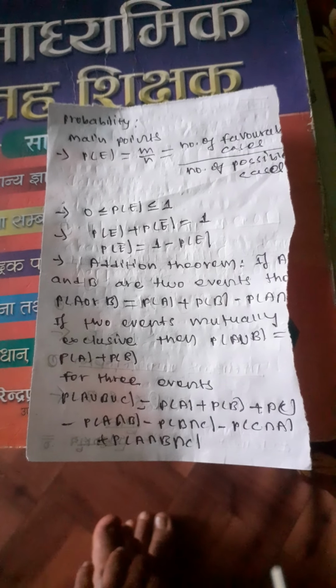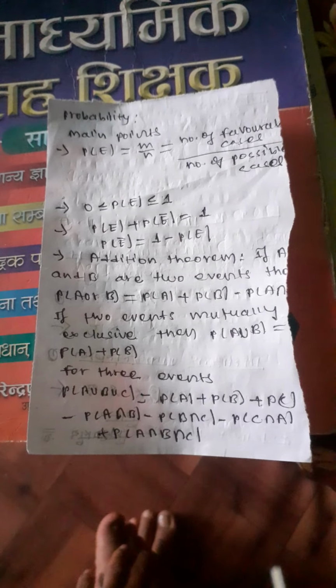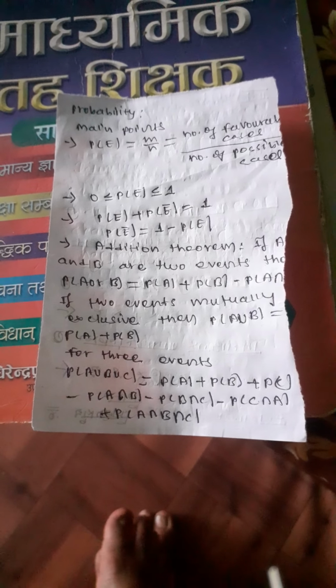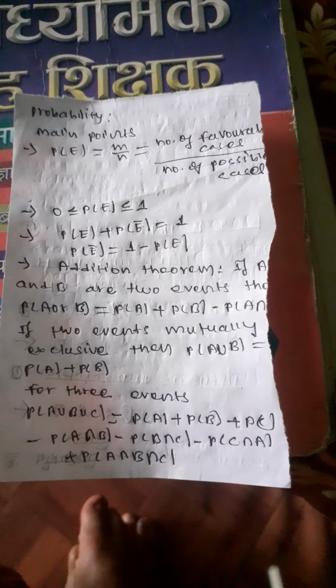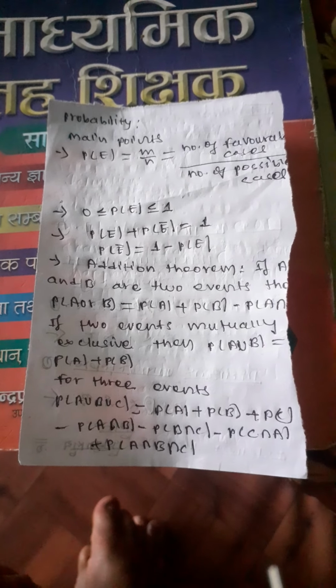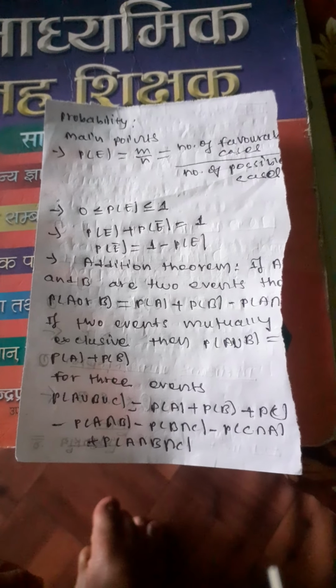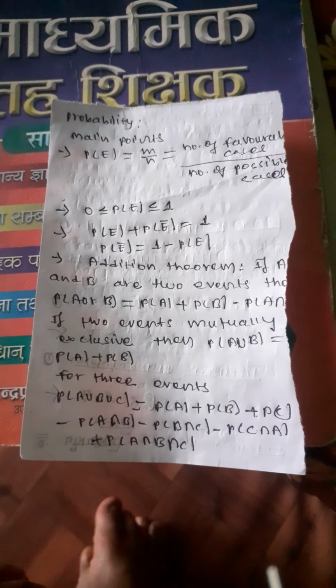So the main points: probability of E is equal to m by n. And next, 0 is less than or equal to probability of E, which is less than or equal to 1. Next, probability of E plus probability of E complement is equal to 1. The formula of probability of the complement of E is equal to 1 minus P.